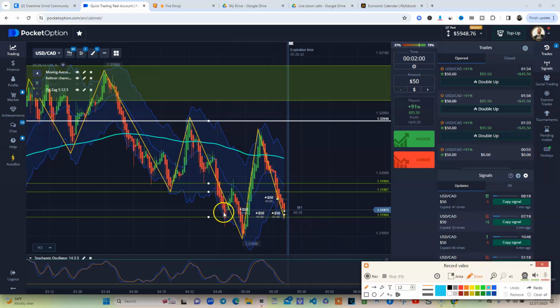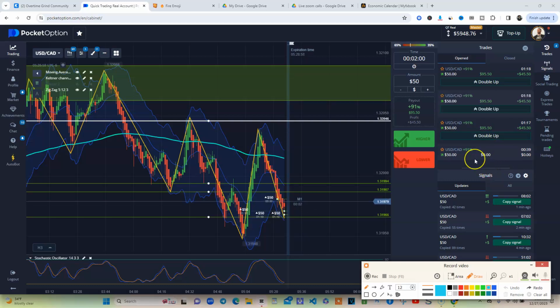I try to enter at the zones that we get the bounces from. You see we got a bounce here. I try to enter right at the bounces, you know what I'm saying, to make it make more sense. So keep that in mind whenever you're placing your trades.